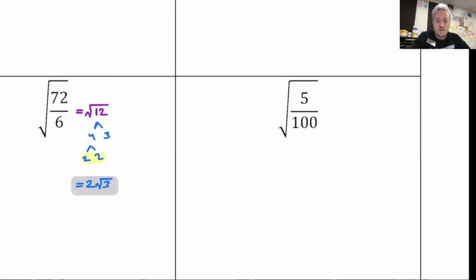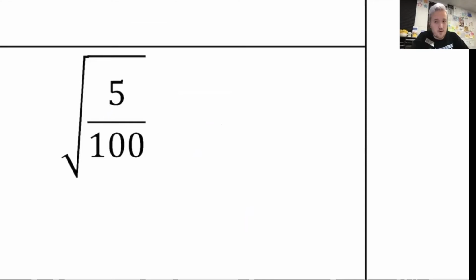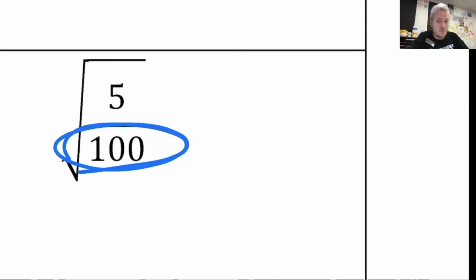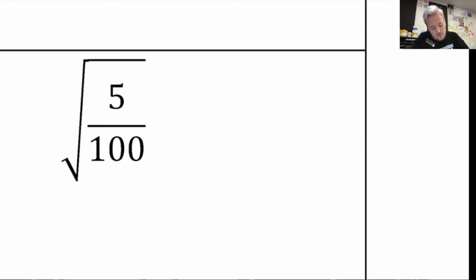All right. So now for the next one, we have the square root of 5 over 100. So look for those perfect squares. 100 is a perfect square. So what I'm going to do is I actually want to separate these radicals.